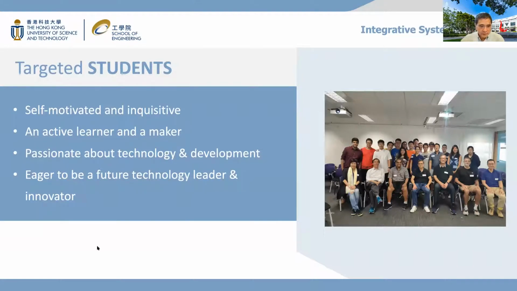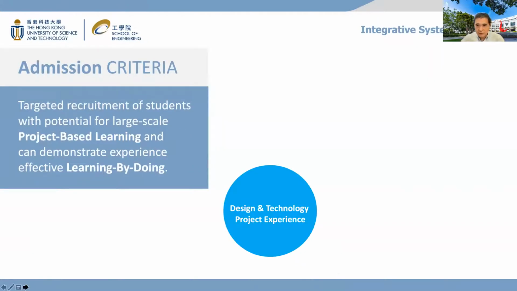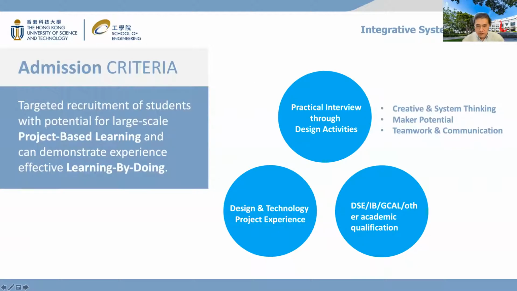Because of that, the way we admit students is a little different, because we are not looking at students simply from their academic results. We also want to look at other potential, for example whether they have a design mindset, whether they can work as a team, and whether they have the potential to be creative and innovative. So when we do admissions, academic qualifications, for example your DSE result, IB or GCE A-level, are part of it. Another part is what we call a practical interview. We invite every student to an interview for a few hours, where you work on some design activities and design projects. Through that, we assess your potential to work on this curriculum.